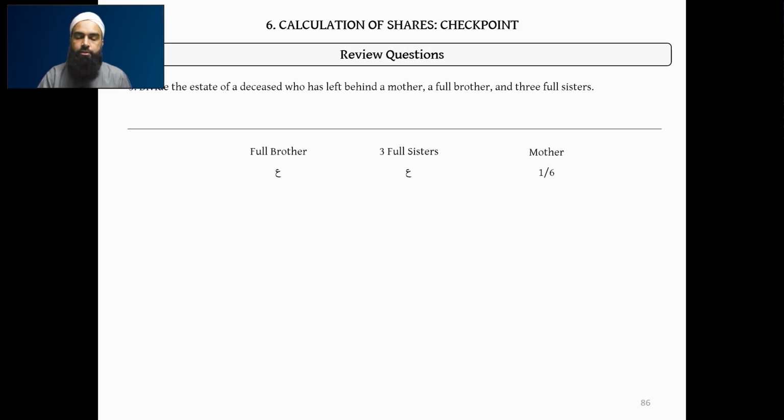So now there's only one fraction, 1/6, so you make the divisor out of the 6. Mother will get that 1/6, that 1, and the remaining goes to the sisters and the full brother. Now remember, the remaining is 7. Now here what happened is each full sister would receive 1 share, and the brother has to receive double of theirs. So it works out here because each sister will receive one share each, and the brother will receive 2.